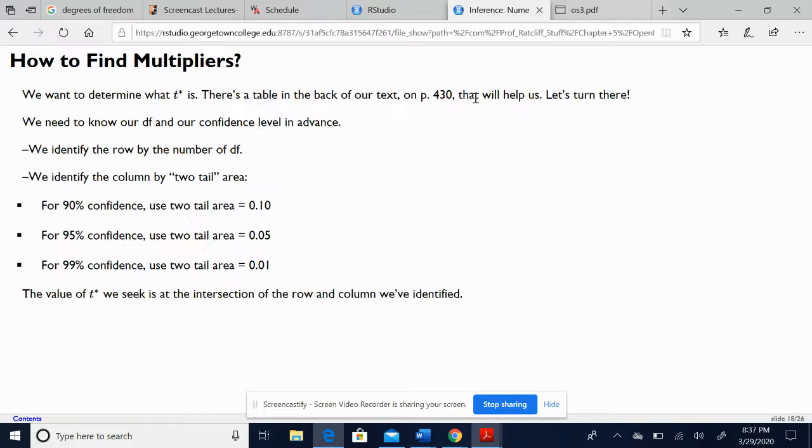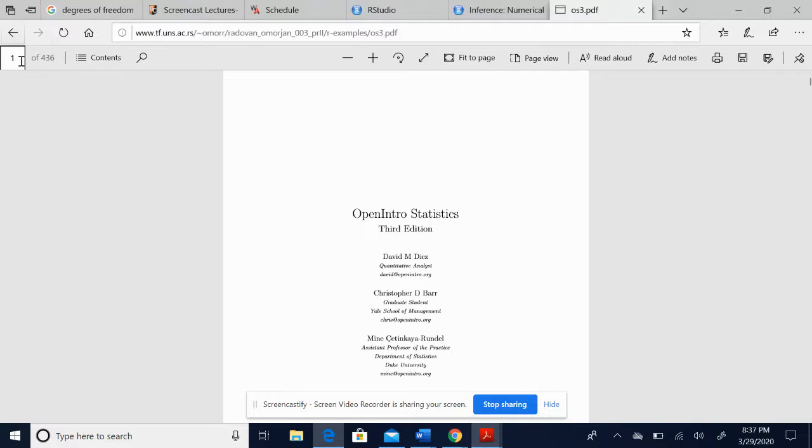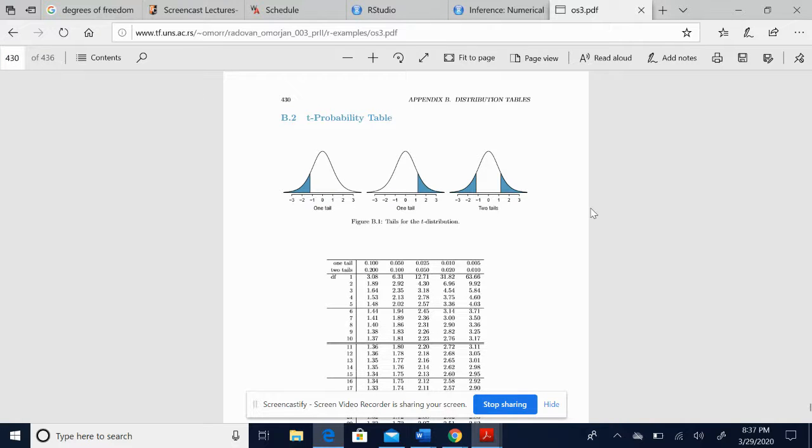Okay, so it did tell us that we would find these on page 430. So I'm going to go up here and I'm going to type in 430. I'm going to hit enter. So here I am. I'm looking at this probability table. I'm going to hide my bar for a second.